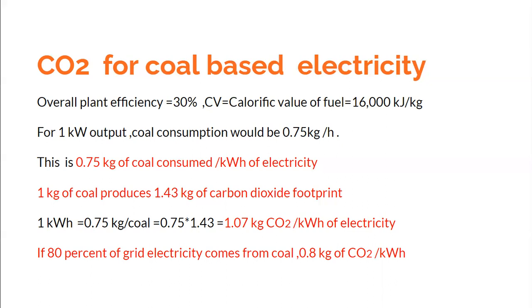The meaning is, for every kWh of electricity generated from a coal-based electrical plant, the coal consumed would be 0.75 kgs. Now you know the carbon footprint of a kg of coal. We had calculated the carbon footprint of 1 kg of coal to be 1.43 kgs of carbon dioxide, right? So for 1 kWh, the consumption is 0.75. So the CO2 emitted per kWh would be 0.75 times 1.43, which is 1.07 kgs of CO2 for every kWh of electricity produced.